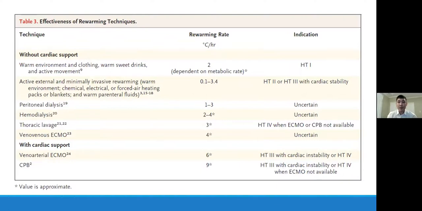The type of ECMO or cardiopulmonary bypass depends on center availability and ease of access because the time to it is critical. And so often whatever is available or easiest and fastest is the preferred, because they're all effective.